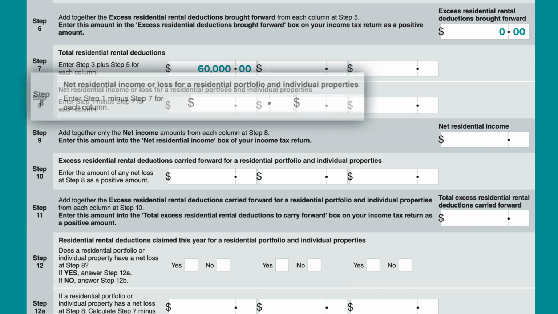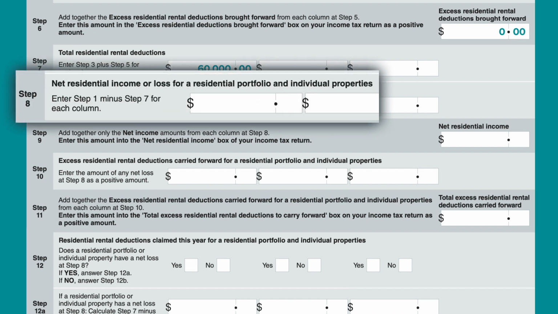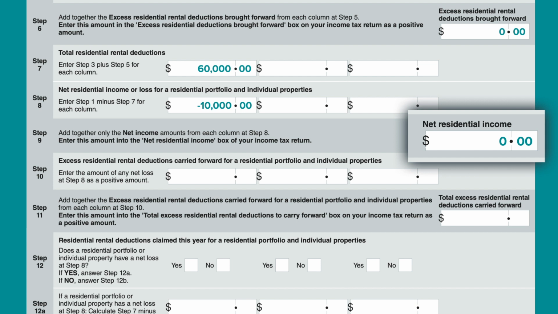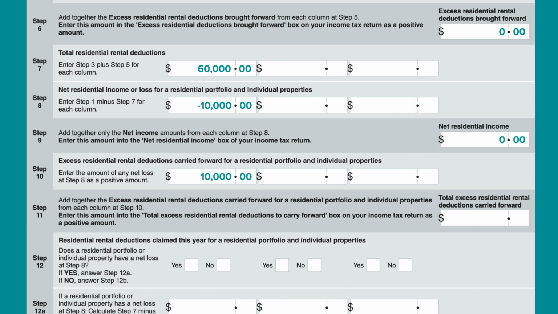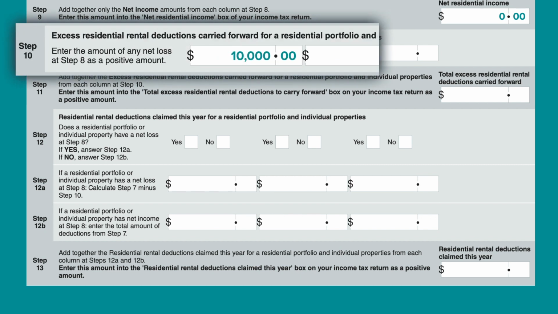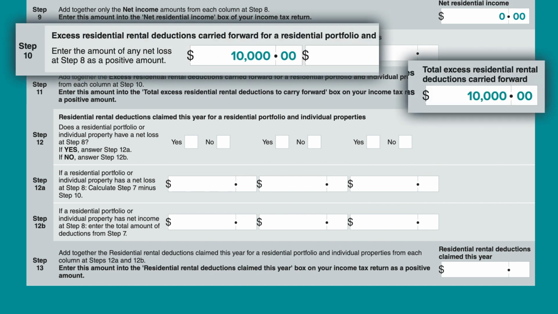At Step 8, Amelia calculates the net income or net loss for her portfolio. This year, Amelia has a net loss for the portfolio of $10,000. In Amelia's return, she enters 0 as her net residential income because the amount of deductions she can claim is limited to the amount of income she earned from her residential properties. The amount of the net loss for Amelia's portfolio becomes her excess deductions carried forward to the next income year.